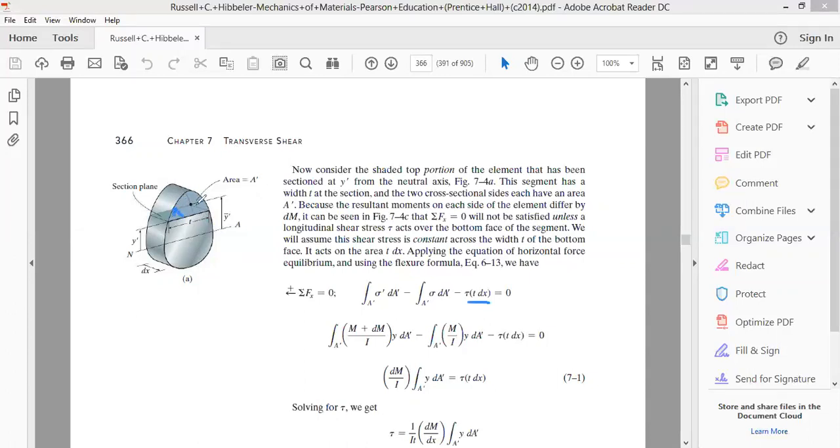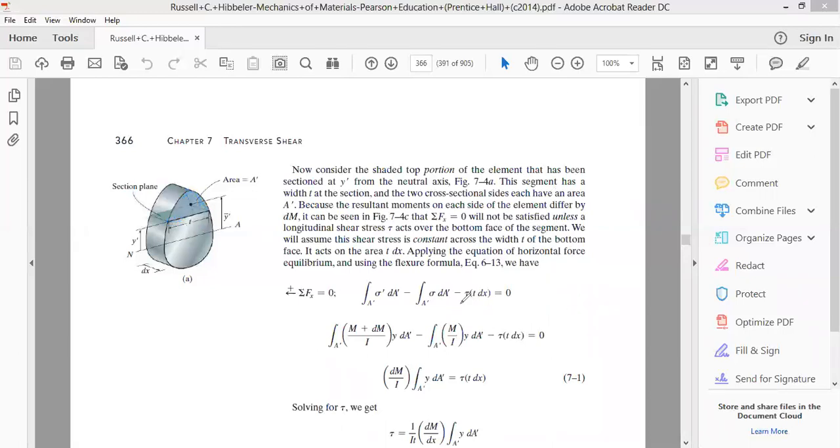Since we know the normal stress in this direction is more than the normal stress in this direction, therefore the overall force will try to move this section in the forward direction. On the topmost plane, the shear stress will be in this direction. Since the normal force on this side is more because of M plus dM, the bending moment on this side is larger, the normal force will try to move this section in this direction. Therefore, the shear stress will be created in the opposite direction as a reaction force. That's why it has been written as minus.